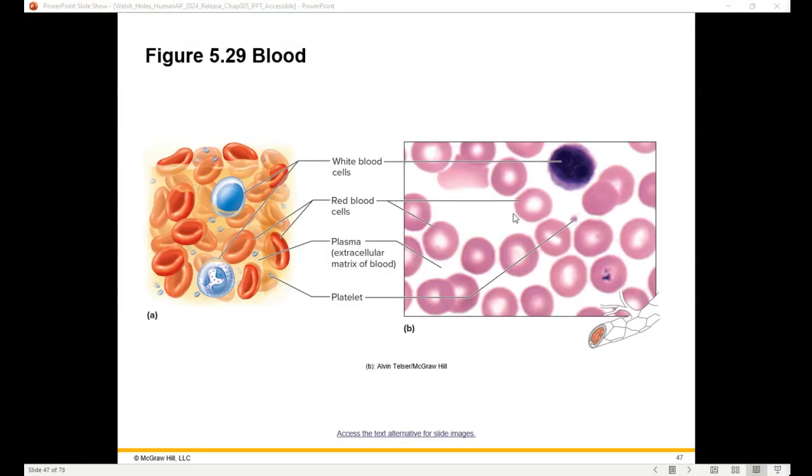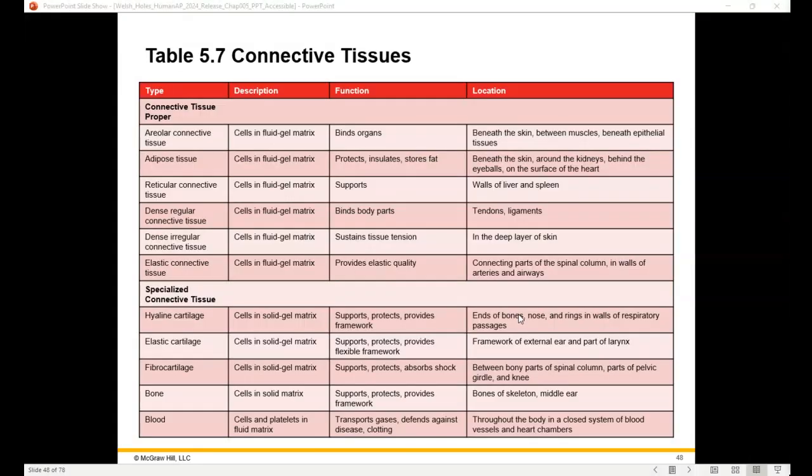Here you see red blood cells, or erythrocytes. And occasionally you'll see a larger cell in the middle of the red blood cells, which are the white blood cells. Also, you see the much smaller fragments between the cells, which are the platelets. Okay, table 5.7 summarizes the different connective tissues and gives you the functions and locations. This would be a good one to study.